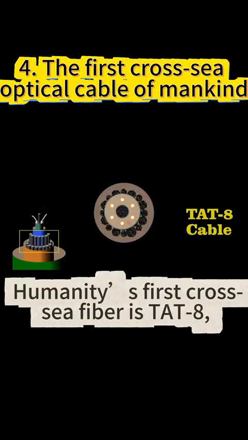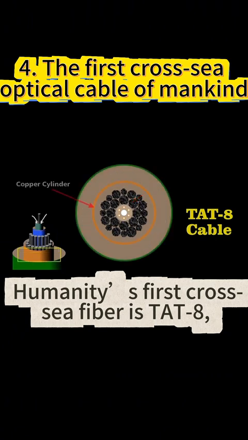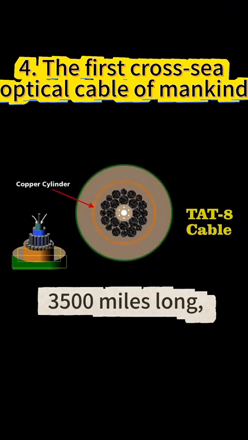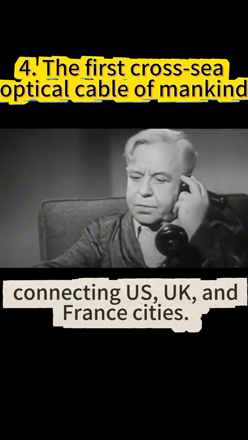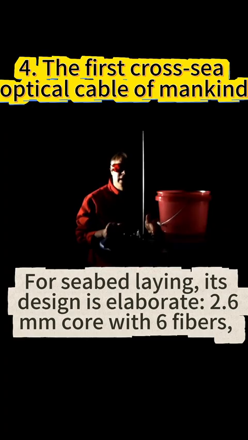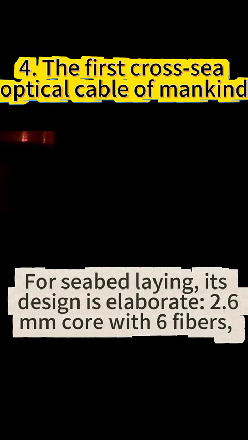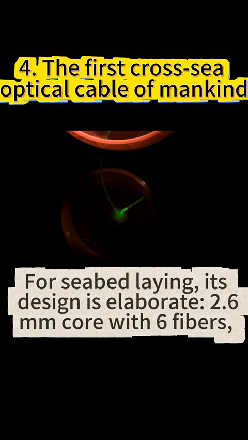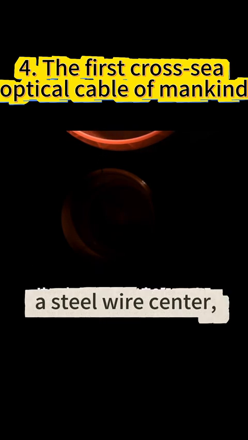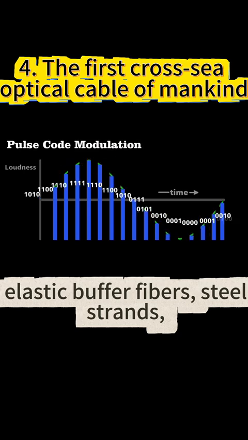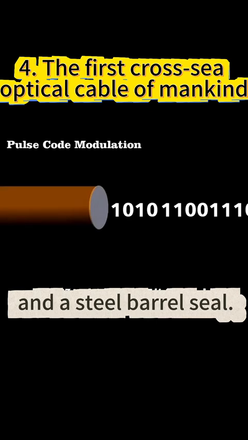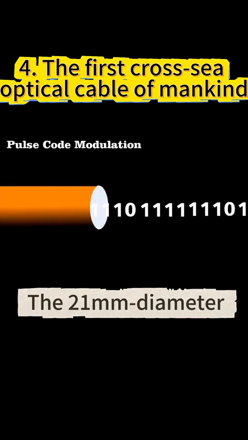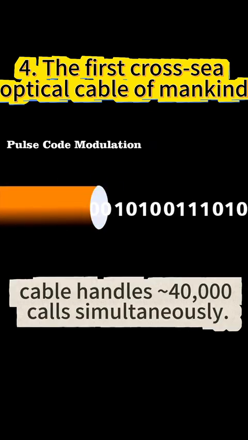Humanity's first cross-sea fiber is TAT-8, 3,500 miles long, connecting cities in the US, UK, and France. For seabed laying, its design is elaborate: a 2.6 millimeter core with 6 fibers, a steel wire center, elastic buffer fibers, steel strands, and a steel barrel seal. The 21 millimeter diameter cable handles 40,000 calls simultaneously.